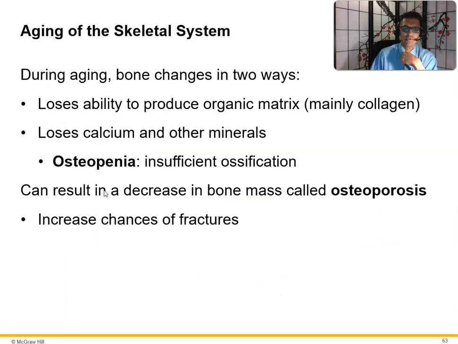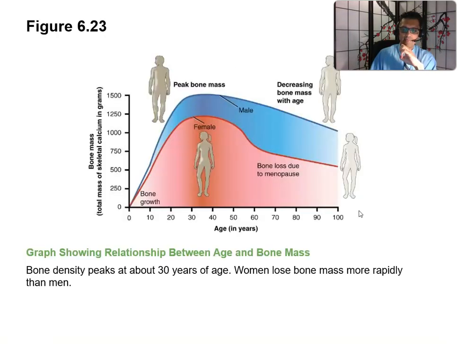Unfortunately, as you get older, you are going to get some degradation, and with age, bone changes in two ways. You lose the ability to produce organic matrix, so you lose some collagen, but you also lose calcium and other minerals. You start with osteopenia, which is insufficient ossification, so it starts to break down and can result in a decrease in bone mass. Later stages are called osteoporosis, where you're more prone to fractures. Compression fractures are common in patients with osteoporosis if they fall.